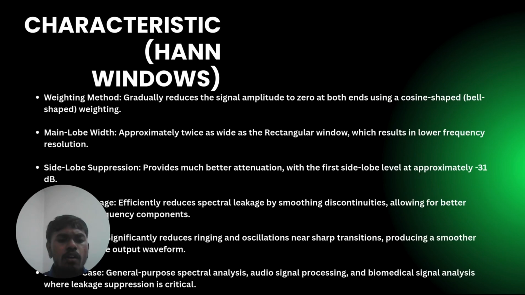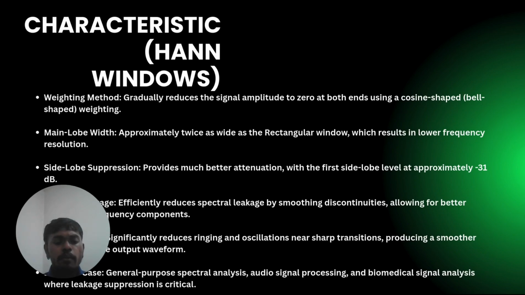Moving on, the Hann window, which we found to be a much more versatile tool for general digital signal processing, unlike the abrupt cut-off of the rectangular window. The Hann window uses a cosine shape or bell-shaped weighting. It gradually reduces the signal amplitude to zero at both ends. This smoothing of the edges is the key to its improved performance.